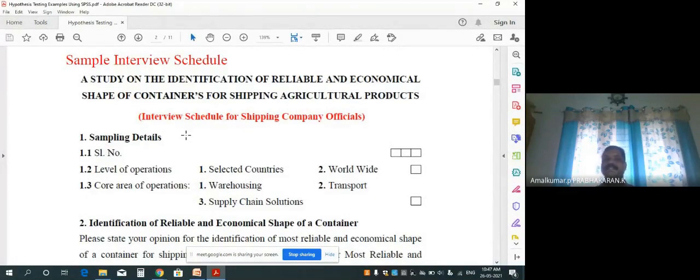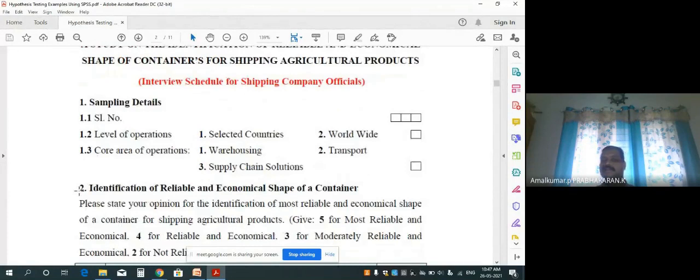The first part is the sampling details, and the second part is the core area, that is the objective of the study: the identification of reliable and economical shape of a container. So based on that, the first item is the serial number of the questionnaire, and 1.2 is the level of operation. There are two levels of operations in a shipping company: the selected country oriented operations and the worldwide operations.